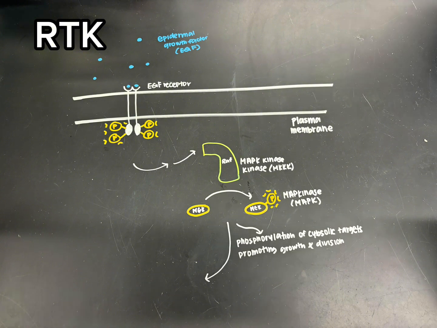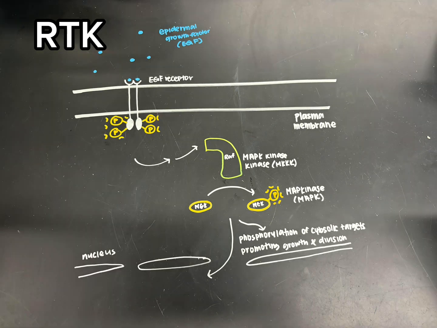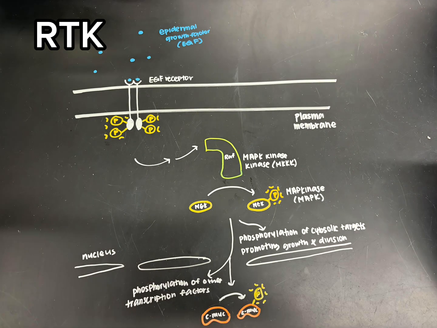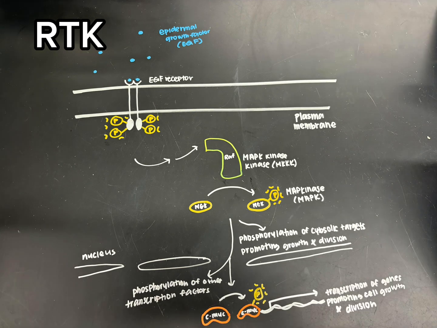So MAP kinase basically phosphorylates cytosolic targets and promotes cell growth and division. Then it enters the nucleus and helps with the phosphorylation of other transcription factors, like CMYC, which helps with the transcription of genes and promotes cell growth and division.